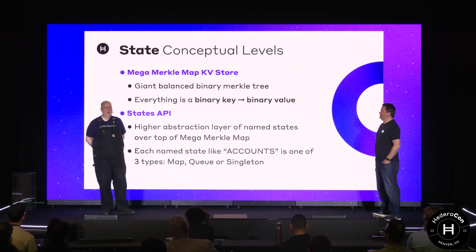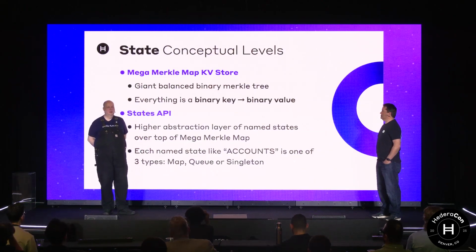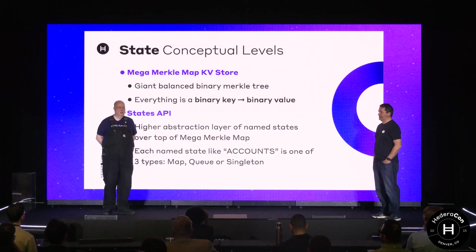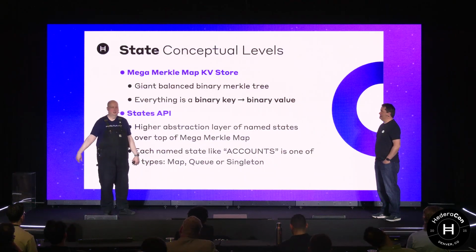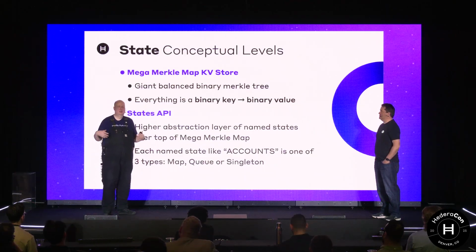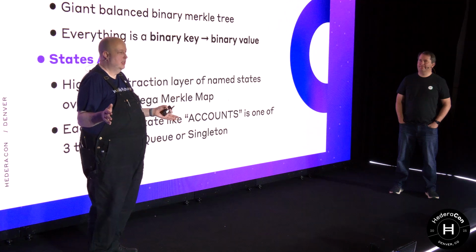So the first one is all of state, that whole memory of the consensus node, is one giant key value store. It's a binary key mapping to a binary value. So it's just one giant key value store. And accounts, tokens, everything is stored in that giant key value store.